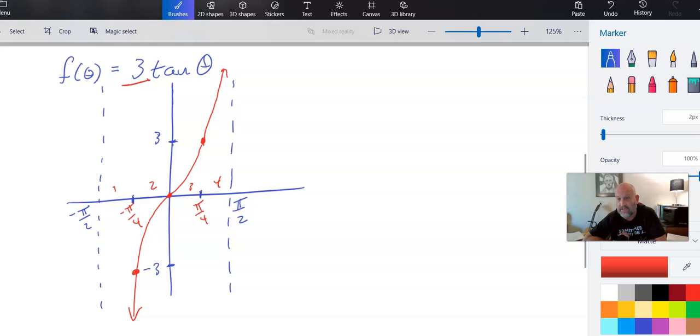And that's the same thing we did with sine and cosine, secant and cosecant. We broke it into 4 pieces and found what happens at the quarters.